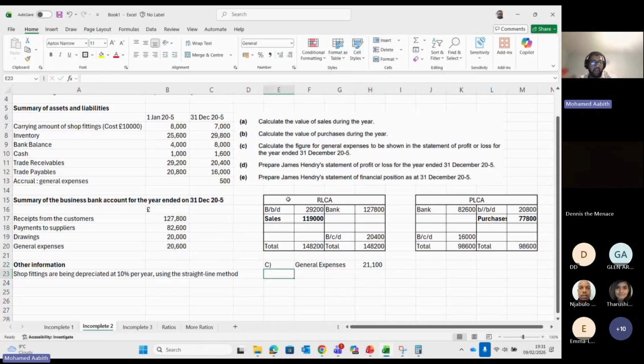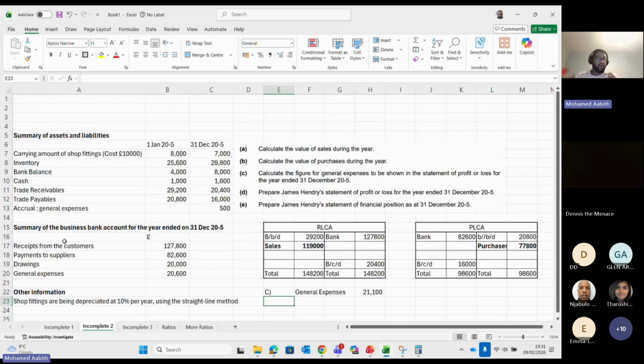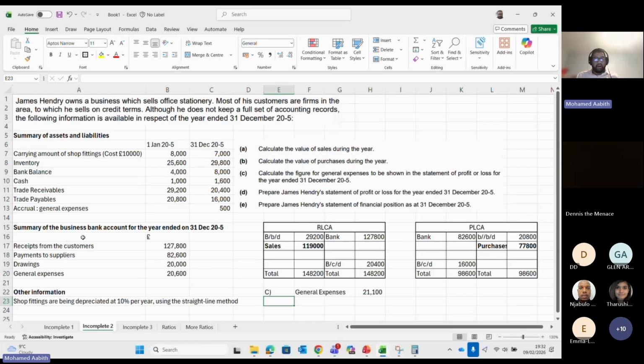I have to pay a little bit more. Then it says here, shop fitting depreciated at 10% per year using the straight line method. So in this scenario, I need to make sure I consider the accumulated depreciation. I need that information as well, so I need to think about it before I complete my statement of profit or loss here.